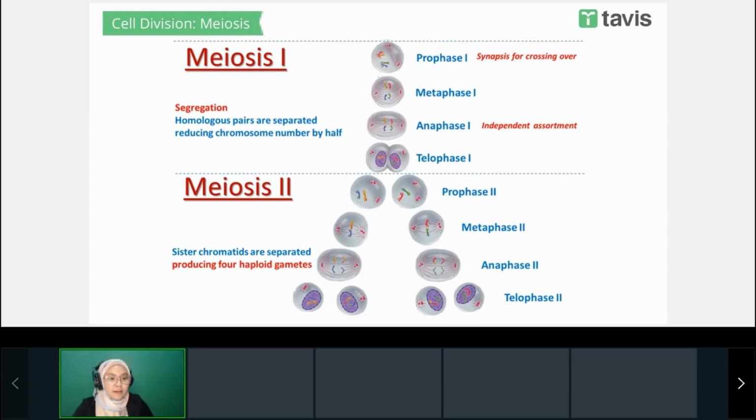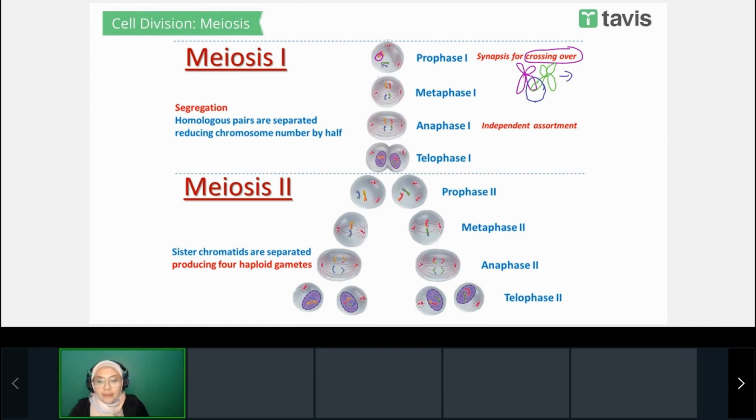The one that makes it different is that in prophase, the first stage, there is crossing over. I'll give an example. What is crossing over? You see over here? This is a chromosome. This is another chromosome. They are exchanging DNA over here, exchanging information. We call this crossing over.